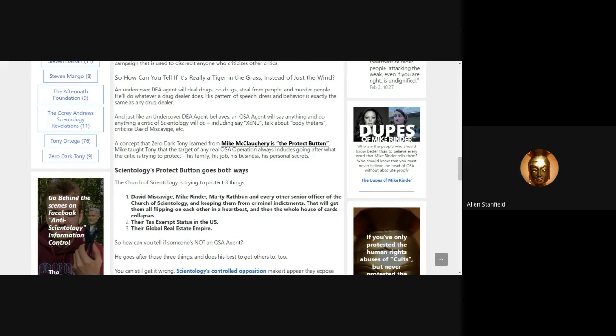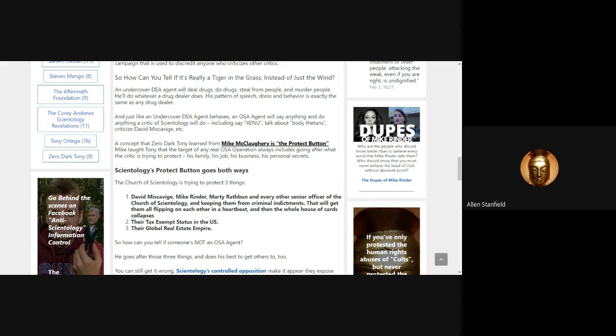You just turn the protect button around on Scientology. What is Scientology trying to protect? By my lights, Scientology is mostly trying to protect three things. They're trying to protect their tax-exempt status. They're trying to protect their global real estate empire worth billions of dollars. And they're also trying to protect themselves against criminal indictments that would ruin everything. And this would be criminal indictments of all present and past senior Scientology officials. So those are Scientology's three protect buttons.